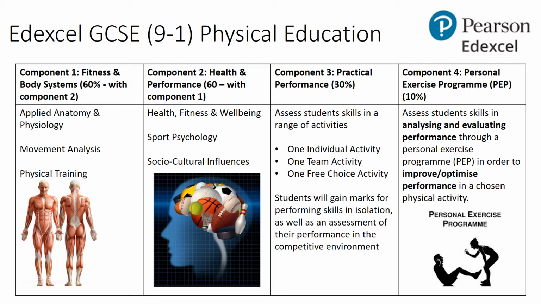The GCSE is split into four components. Component 1 is called Fitness and Body Systems and includes the three subsections listed in the table. The Applied Anatomy and Physiology section relates to how our body systems work and how they support us when we complete exercise and physical activity. Students will learn about the skeleton, muscles, the heart and the respiratory system and how each support us as we perform the various sports and leisure pastimes we choose to participate in.